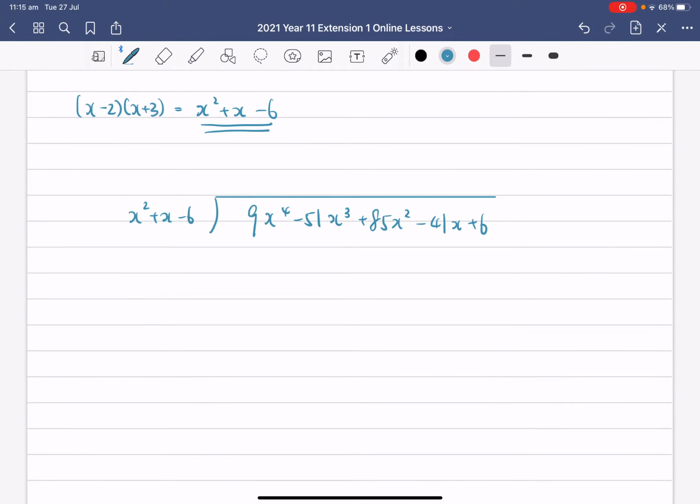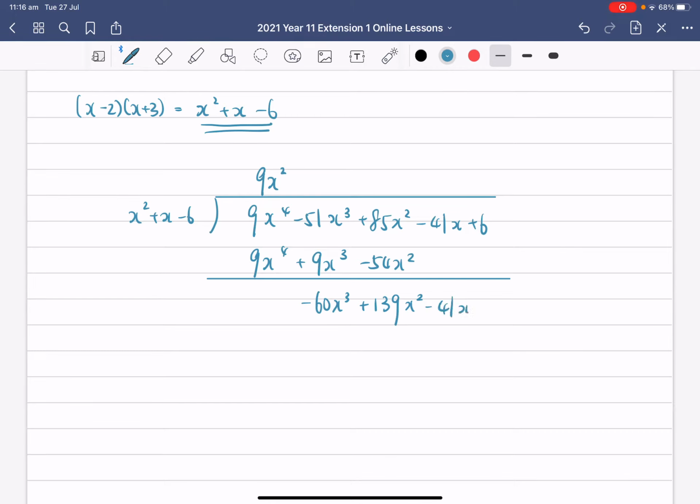Let's hope this time I'm not going to make any stupid mistake with the long division. So 9x squared times this becomes 9x to the power 4 plus 9x to the power 3 minus 54x squared. Then 51 minus 9 is minus 60x to the power 3. I need to subtract this one, so that becomes positive 139x squared minus 41x plus 6. Very large numbers. Then minus 60x to the power 3 minus 60x squared plus 360x.